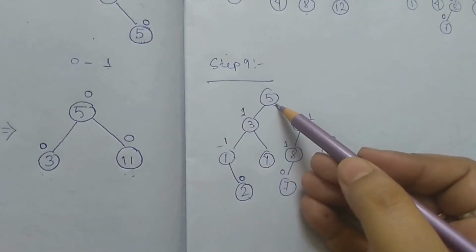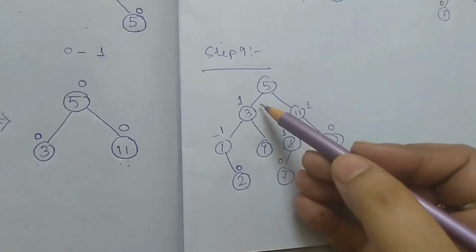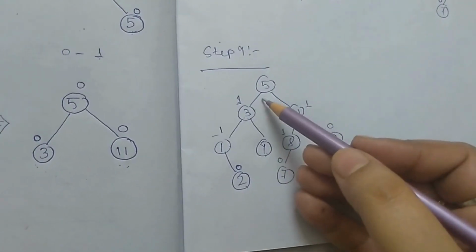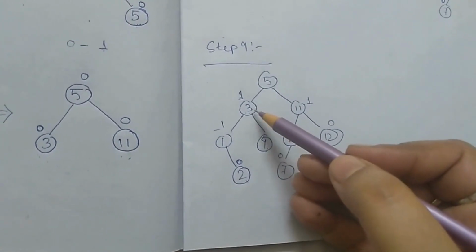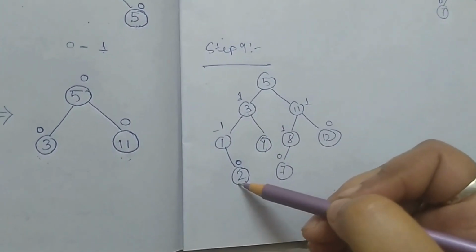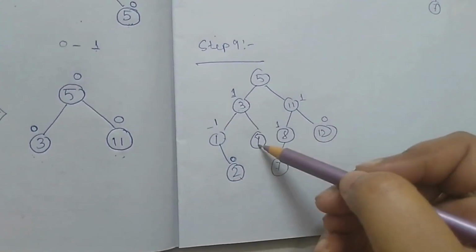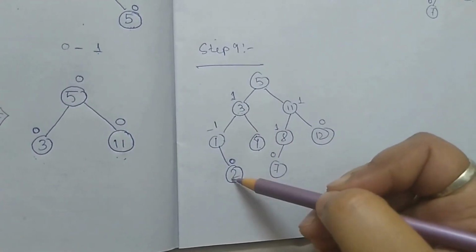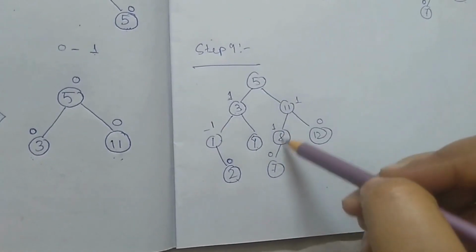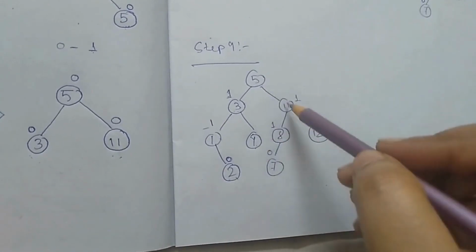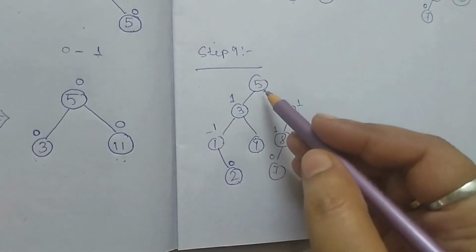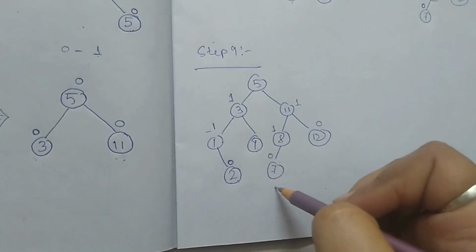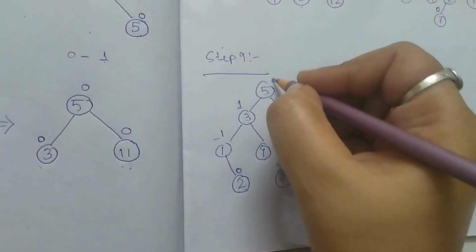Again we repeat the similar thing, that is we consider the maximum chain or maximum height. So the height is 1, 2, 3, that is the maximum. If we consider this chain, there are 2 nodes, so we consider this node, that is 3. Again we consider the right subtree, the maximum height of this tree is 3. For that reason, 3 minus 3, the value is 0.